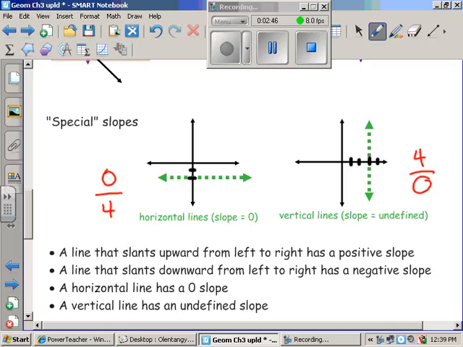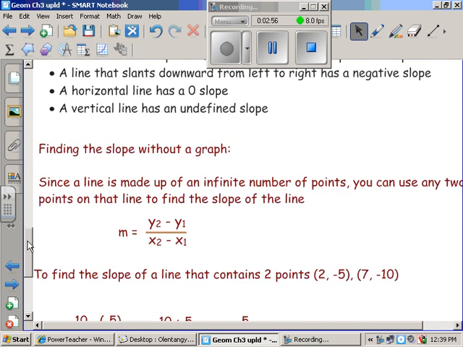Okay, is all this, remembering all this from Algebra 1? We spent like an entire quarter on this, so. All right.